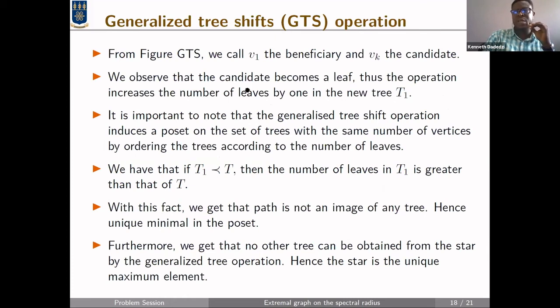that the operation increases the number of leaves in the new tree. So it is important also to realize that this induces a process on a set of trees of the same order by ordering the trees according to the number of leaves. So basically, if you have a higher number of leaves, that means you had an image of a tree with a lower number of leaves. So that's the idea. So if T1 is obtained from T, then we know that the number of leaves in T1 is greater than that of T.